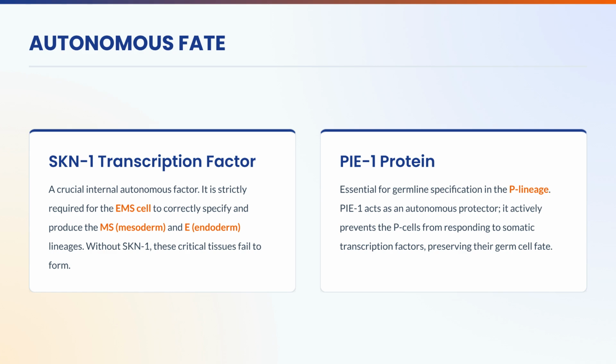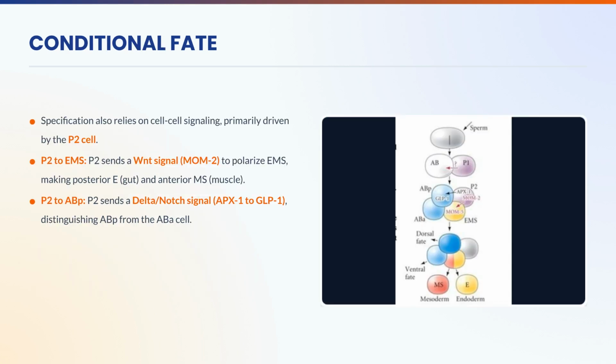The SKN1 transcription factor is essential for the EMS cell to produce the mesoderm and endoderm lineages. The PIE1 protein autonomously protects the P lineage, preserving its germ cell fate. Conditional cell fate depends on cell-cell signaling by the P2 cell. P2 signals to EMS via MOM2, polarizing it into gut and muscle precursors. P2 also signals to ABP via APX1 and GLP1, distinguishing the dorsal ABP from the ventral ABA cell.